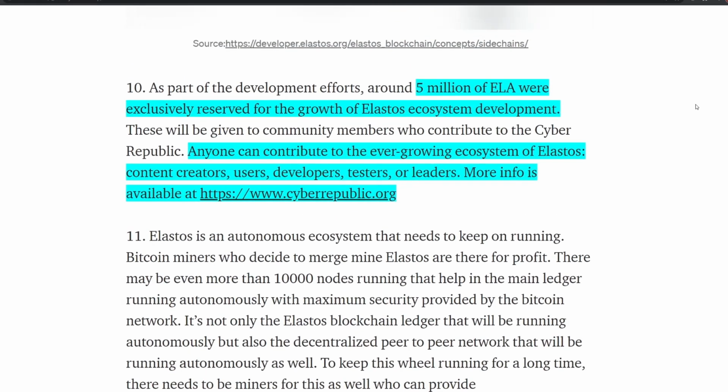As part of the development efforts, around 5 million ELA were exclusively reserved for the growth of the Elastos ecosystem development, and anyone can contribute to the ever-growing ecosystem of Elastos. Content creators, users, developers, testers, leaders, anything of the sort, you can go over to the cyberrepublic.org and find out how you can contribute and get paid or rewarded for doing so.